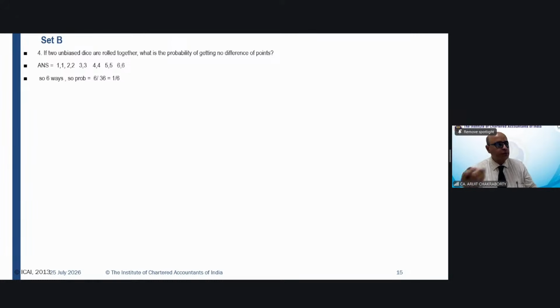That's why there is no difference. So there are only 6 ways in which you can do it. Either it's 1 1 or 2 2 or 3 3 or 4 4 or 5 5 or 6 6. No difference will come in these 6 cases. So favorable events is 6.